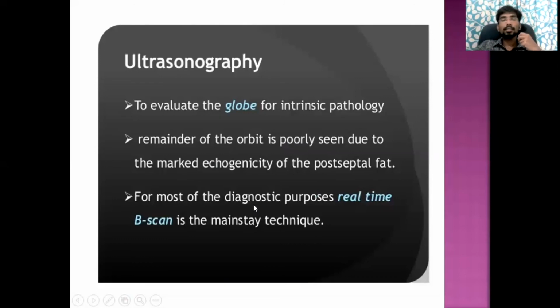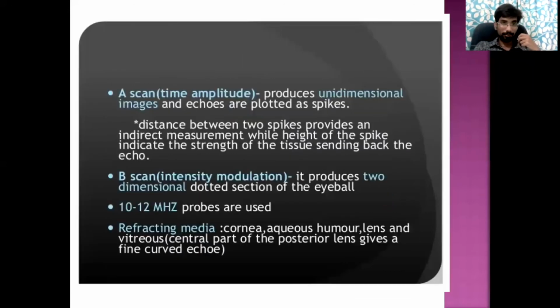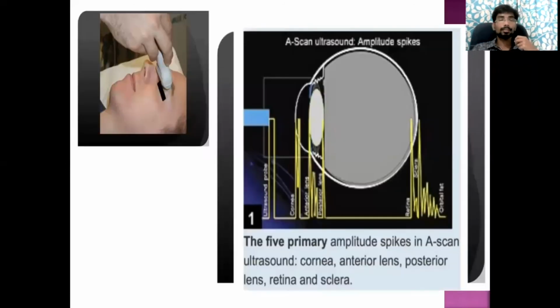Ultrasound is used to evaluate the globe for intrinsic pathology. The rest of the orbit is poorly seen due to marked echogenicity of post-septal fat. So the most important are A scan and B scan. A scan is unidimensional. Based on the tissue density, we will get the spikes.